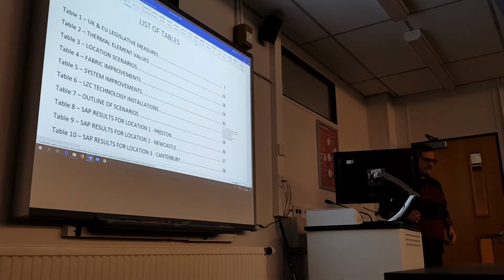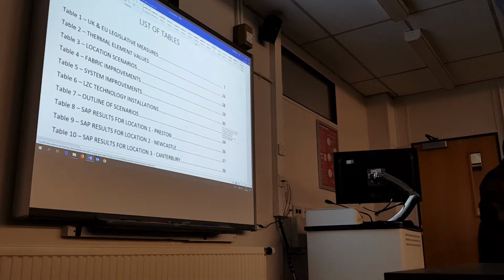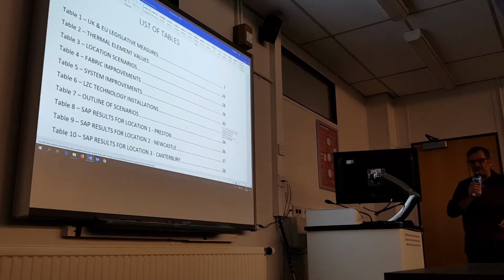List of tables. If you've got tables, if you've got figures, you can see this is a good one. So from first glance, you're impressed. Well, you know, I've got a proper thing here to look at. Obviously, that's the first impression. But then you look at the content as well.